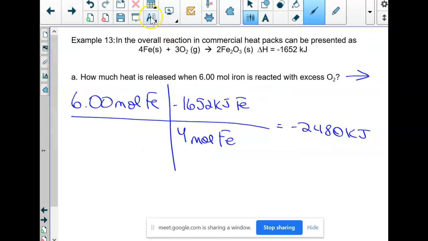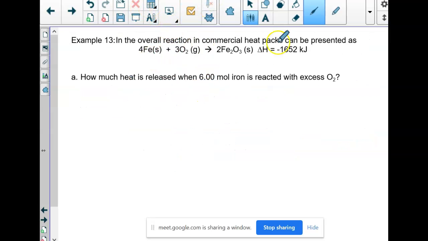All right, so let's look at this next one. We have a balanced equation, and look what we have this time. This time they gave us the thing. So guess what? This is so fun. I'm so excited to show you this. Ready? I can make a relationship between any of these 3 and that. What do I mean by that? 4 moles of iron to negative 1652 kilojoules, or 3 moles of oxygen to negative 1650 kilojoules, or 2 moles of iron oxide to 16. So those are all relationships that can be set as ratios.